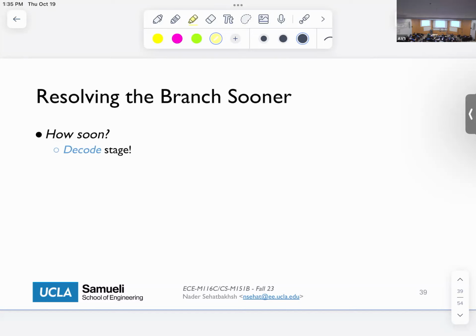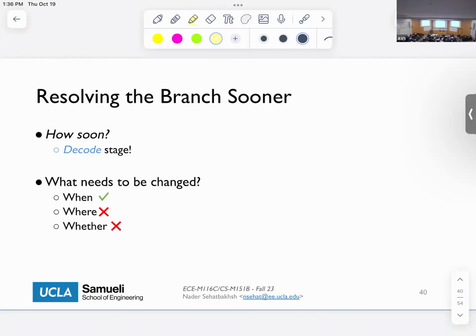We cannot do it in the fetch stage because in the fetch stage, we still don't even know that this is a branch. If we don't know that this is a branch, how can we predict that it is taken or not taken? So the best thing that we can do is that during the decode, we know that this is a branch. If somehow I can manage to know whether this is a taken branch or not during the decode, I basically can just waste 1 cycle and then immediately fetch the correct instruction in the next cycle. So let's see how I can do this.